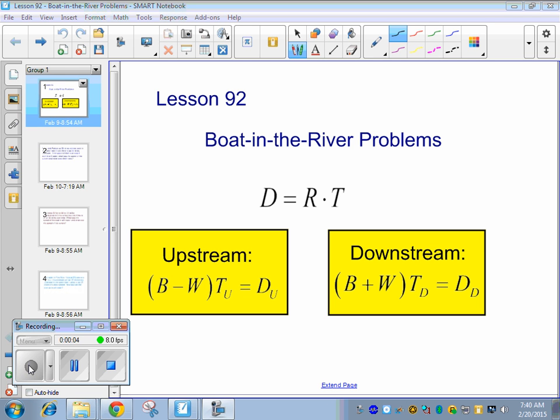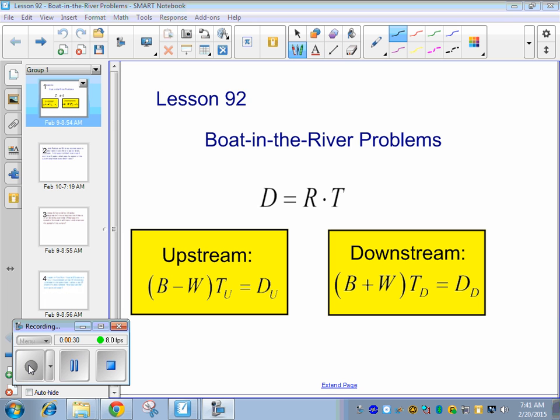So we're doing more distance equals rate times time. But this time we're traveling in water. Okay? So if you're going upstream, is the water going to make you faster or slower? Slower. So you have to subtract. Okay? And if you're going downstream, is the water going to make you faster or slower? Faster, because you're going with the water, right?